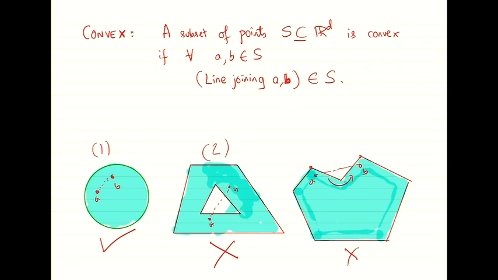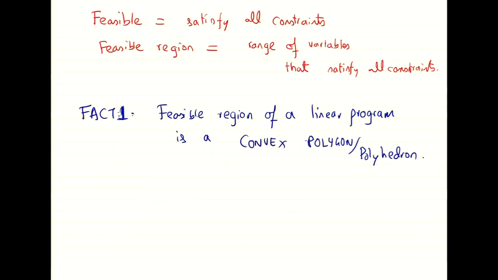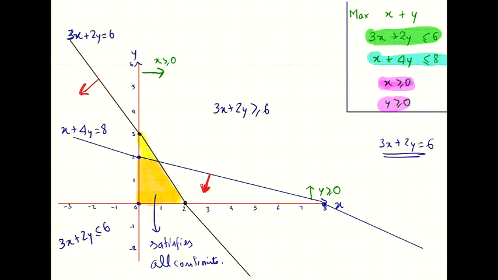Everything will look outward pointing. You won't have vertices that are inward pointing. Okay, so that's good, and that is the fact to remember. All right, so let's go back to our feasible set. It's a convex set. That's good.